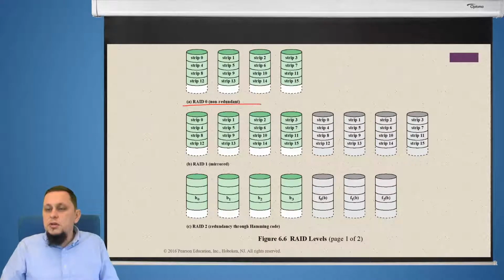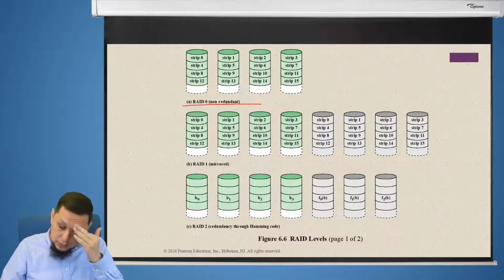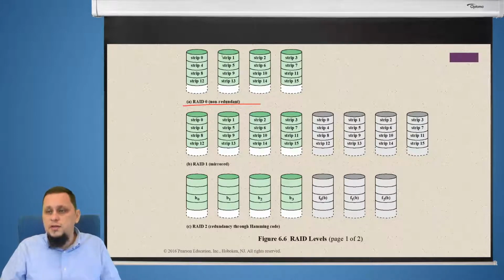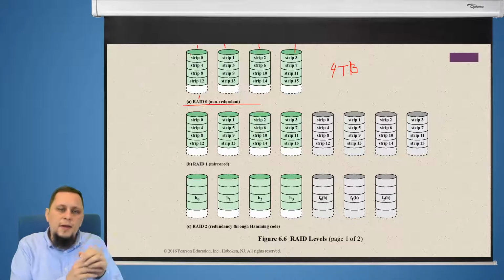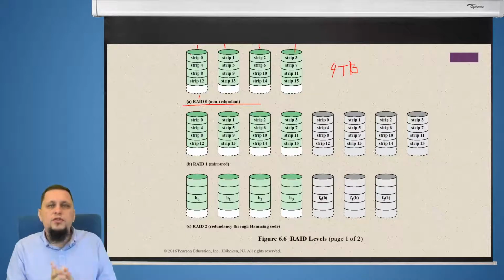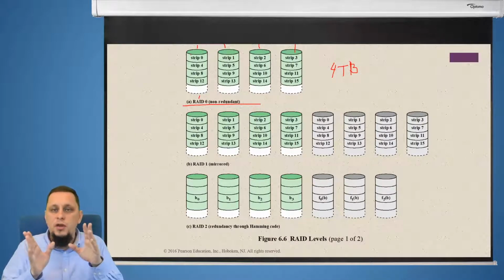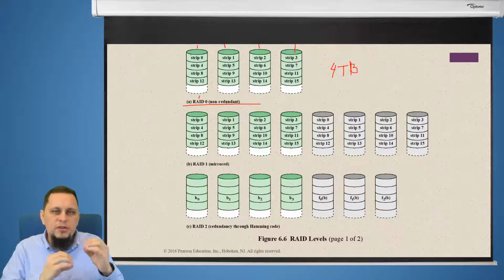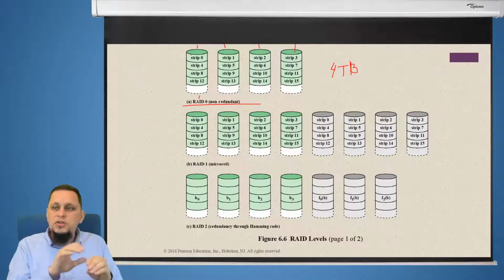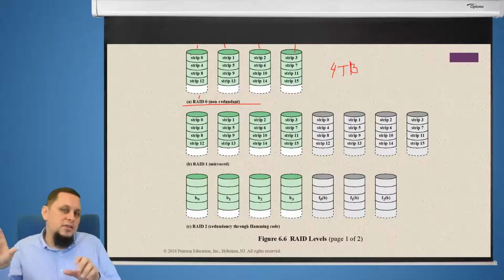Let's look at RAID number 0. In this case, you use all of your hard disks to store the data. That's it. For example, you have disk 1, disk 2, disk 3 and disk 4. If each one is 1 terabyte, then you have 4 terabytes of space. But when you store the data, the data is divided into strips. Let's say you want to store a big movie, a 5 GB movie. Your movie will be divided into smaller strips, and each strip will be stored on a different hard disk. This is important.